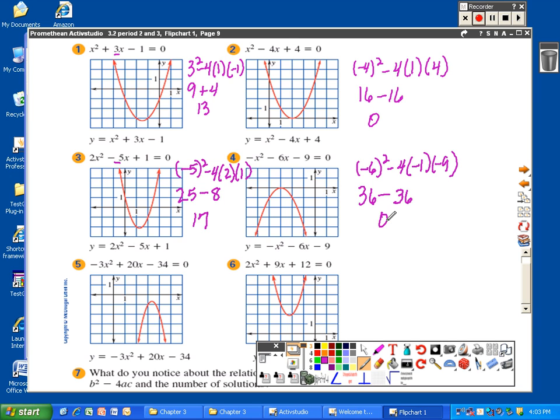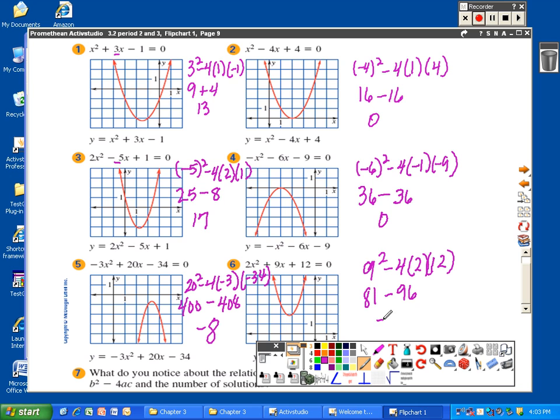And these last two, b squared minus 4ac, 400, 3 negatives, 408, negative 8. And b squared minus 4ac, 81 minus 96, a negative 15.